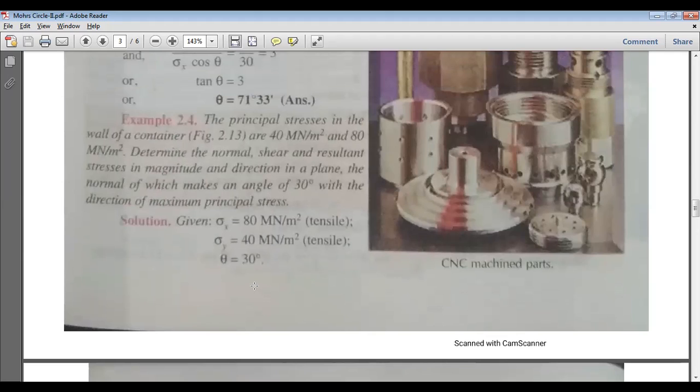Principal stresses. This is a wall container with 40 meganewton per meter square and 80 meganewton per meter square. Determine the normal, shear and resultant stresses in magnitude and direction in the plane.